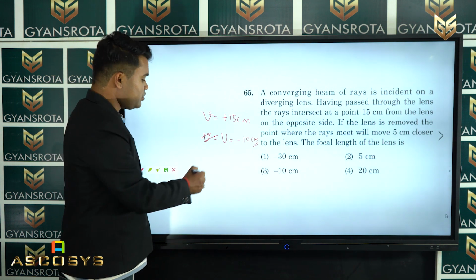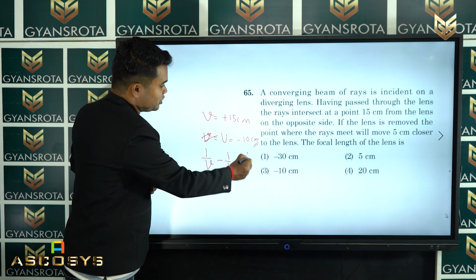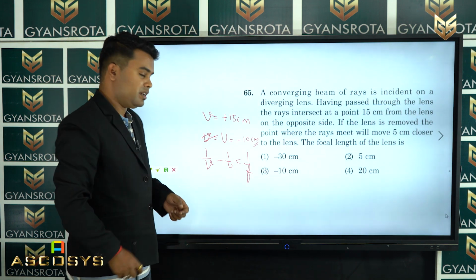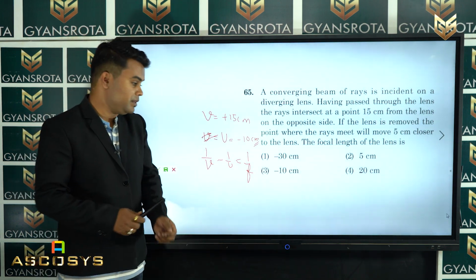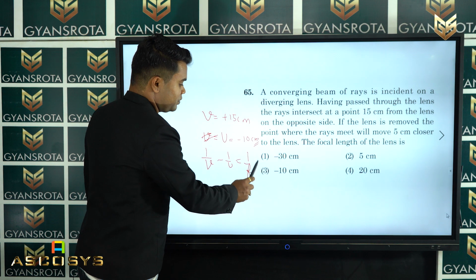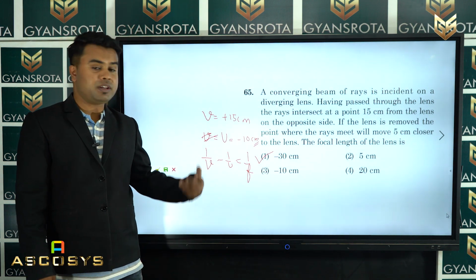So, which formula will you use? 1 by v minus 1 by u is equal to 1 by f, right. The right answer for this question will come out to be minus 30 centimeter. So, number 1 is the correct answer. You proceed next, just put the values and find the answer.